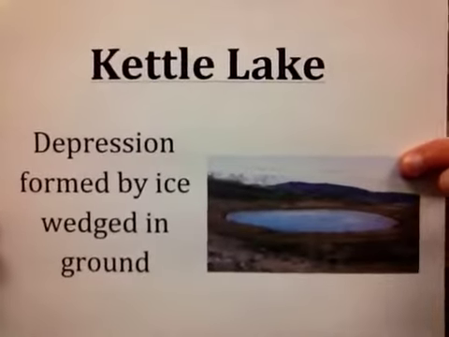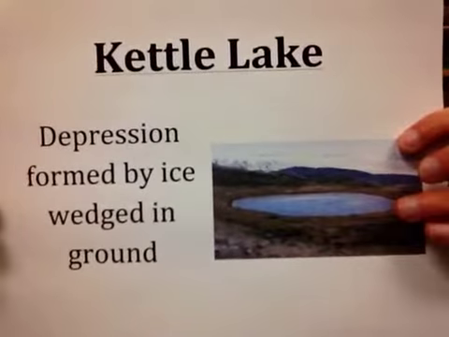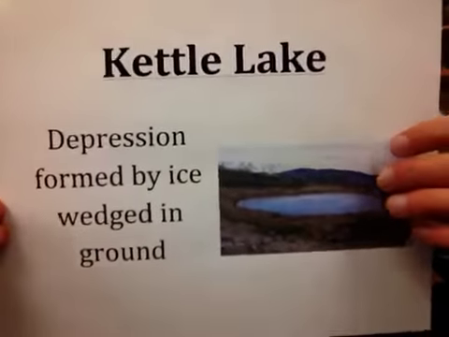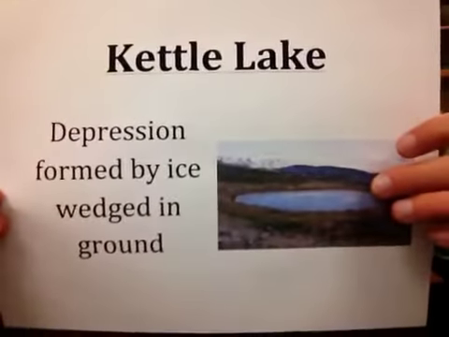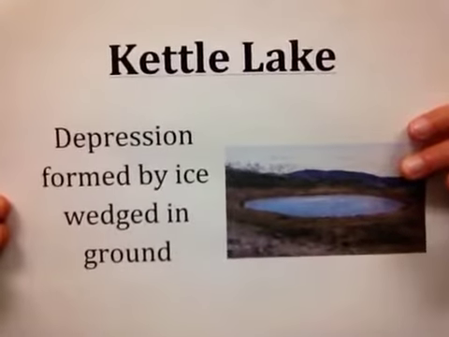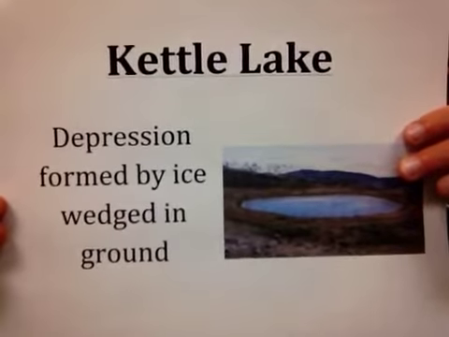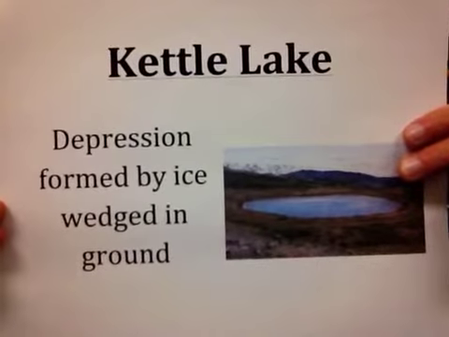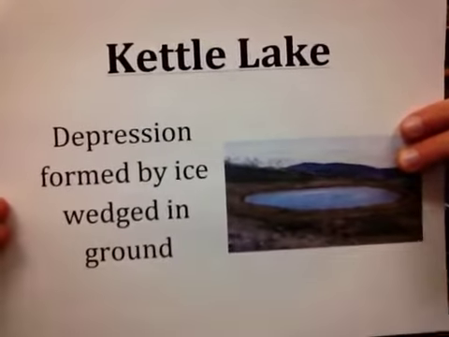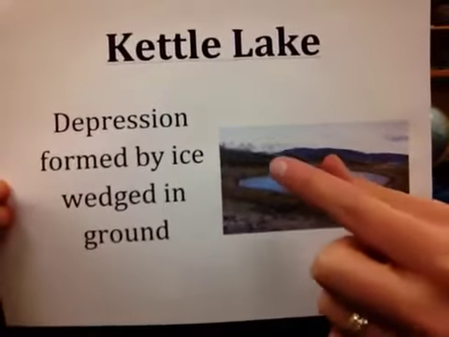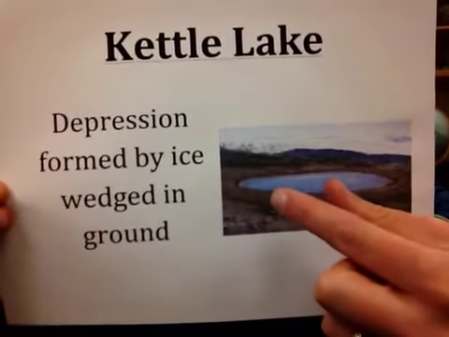The next depositional feature is called a kettle lake. A kettle lake is a depression that often gets filled with water, so sometimes they're just called kettles when they're dry. The lake is when they're filled with water. The depression is formed by a piece of ice breaking off of a retreating glacier. It gets wedged in the ground. So where this lake is, there was a piece of glacial ice wedged in the ground.